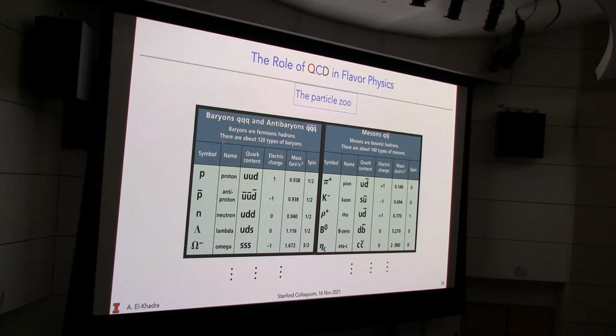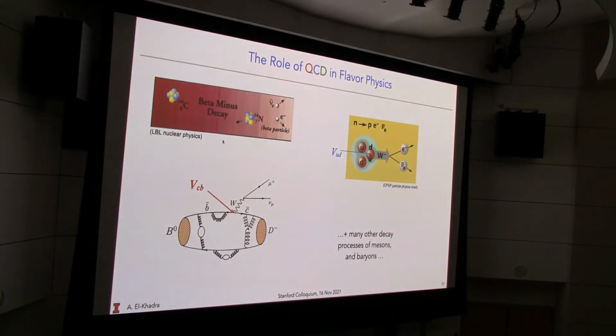The well-known particle zoo, the QCD spectrum, consists of bound states. Those can be fermions, which are called baryons, or bosons, which are called mesons, and there's a rich spectrum. And via the flavor-changing weak interactions, there's a rich phenomenology.